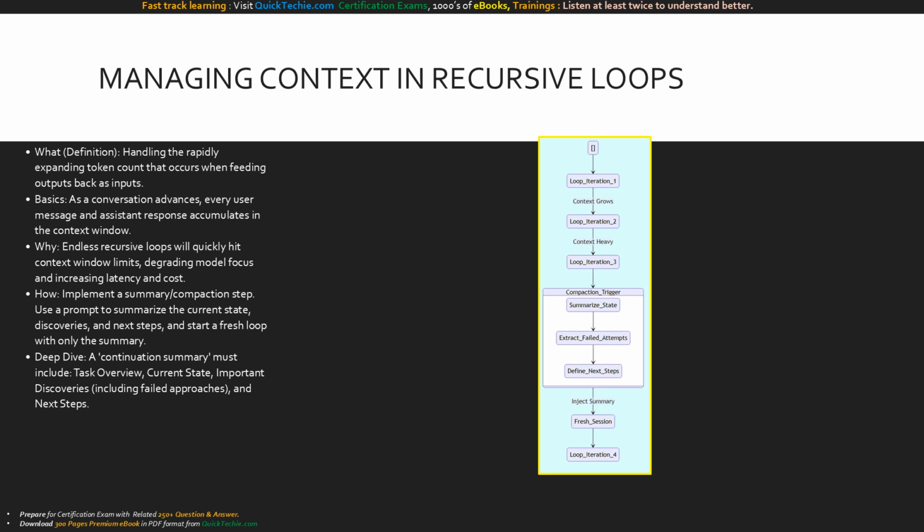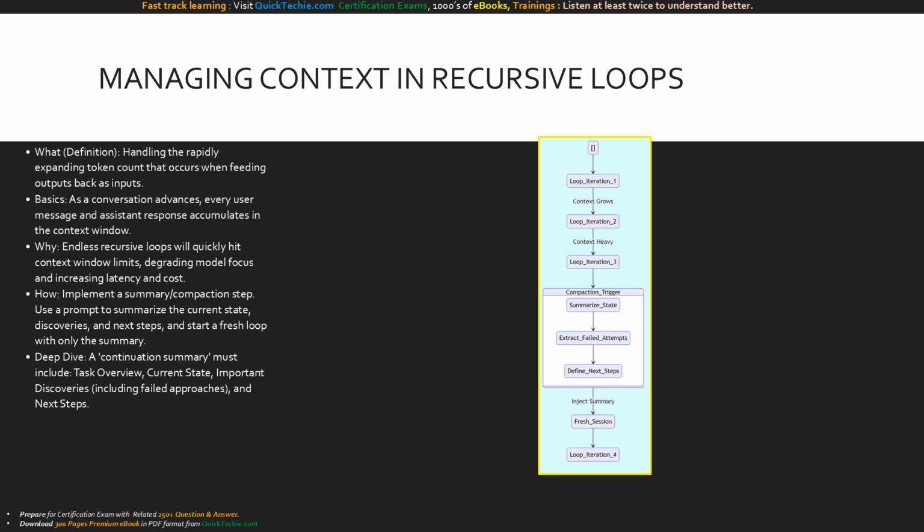To solve this, you must build a compaction step into your loop. When the context gets heavy, you prompt Claude to generate a structured continuation summary. You then clear the session and start a fresh loop using only that summary as your initial input. A professional continuation summary must include 4 things: the task overview, the current state, important discoveries specifically including approaches that failed so the AI doesn't repeat them, and the specific next steps. This is how you sustain infinite loops.